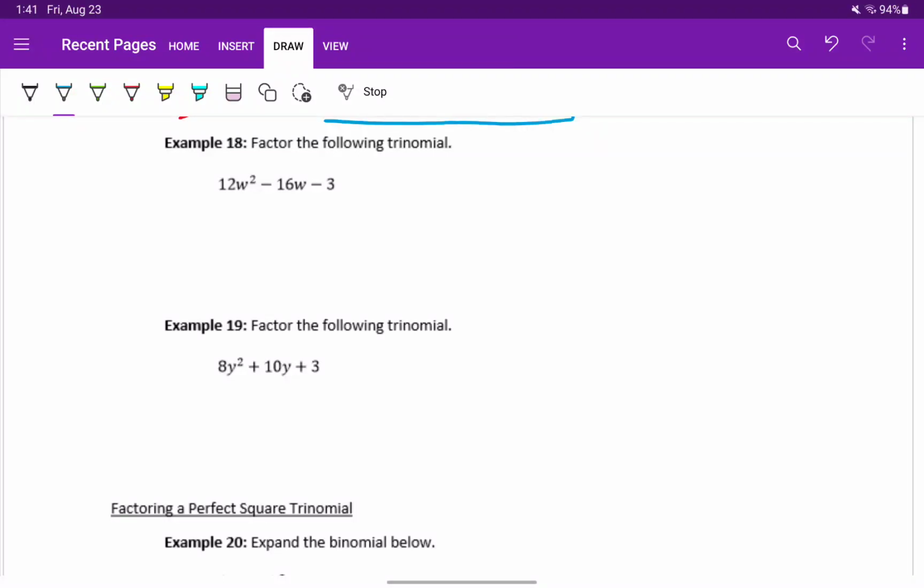In example 18, we again have a leading coefficient that's not equal to 1. So we'll look at taking our a value times our c value, which will be 12 times negative 3, or negative 36. Considering pairs of values that would multiply together to give us negative 36, we could consider negative 18 and 2. That's a good choice because when we add those together, we get negative 16, which matches that middle term, that b value.